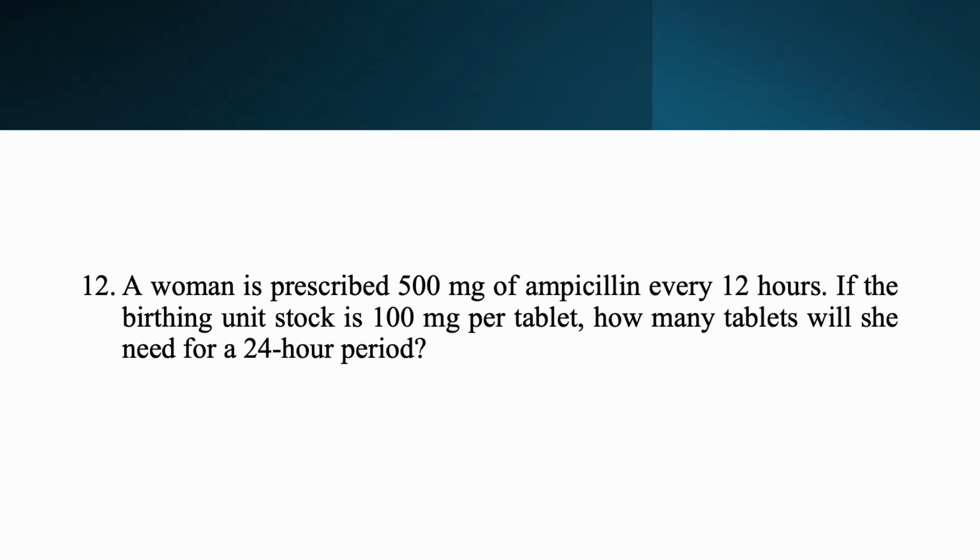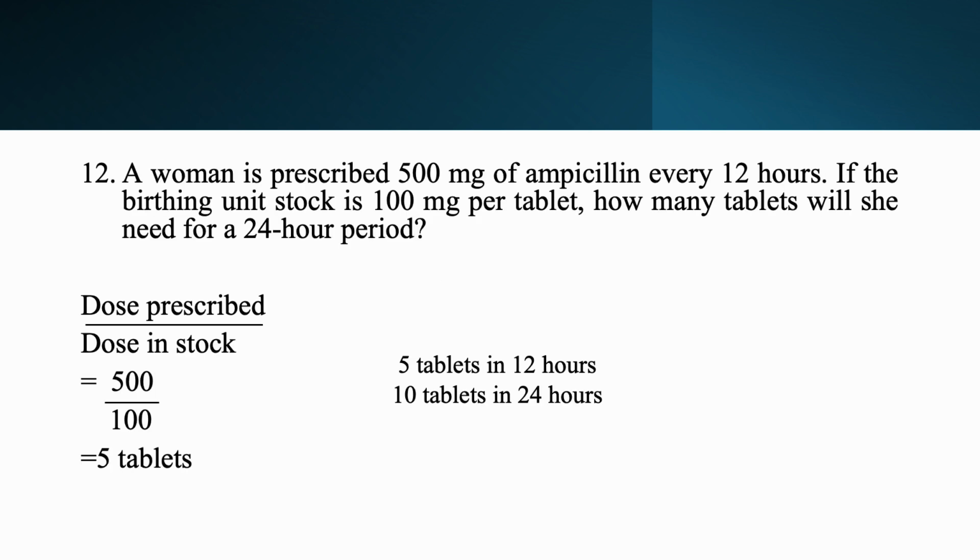Question number 12. A woman is prescribed 500 mg of ampicillin every 12 hours. If the birthing unit's stock is 100 mg per tablet, how many tablets will she need for a 24-hour period? So the question is saying a woman is prescribed 500 mg of ampicillin every 12 hours. So dose prescribed is 500. The dose in stock is 100 mg.